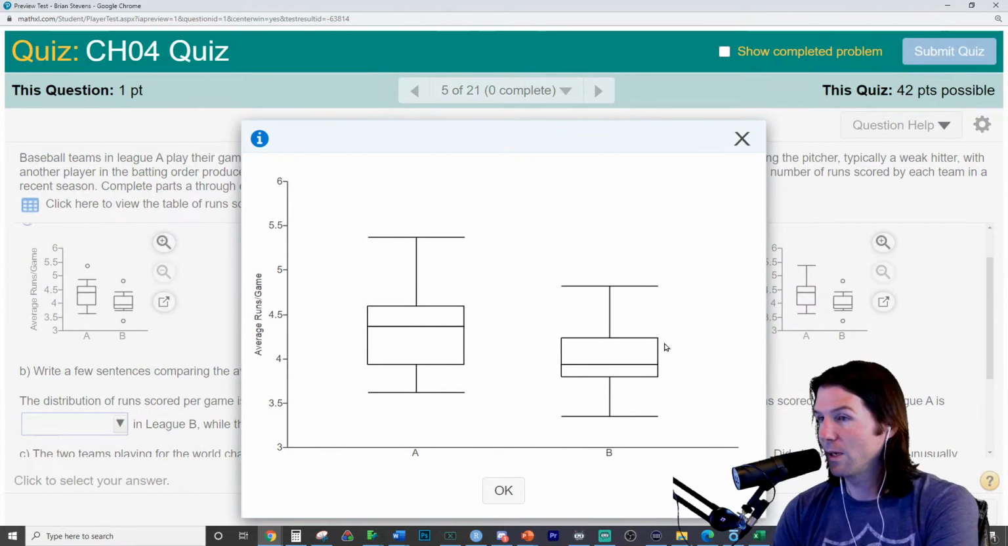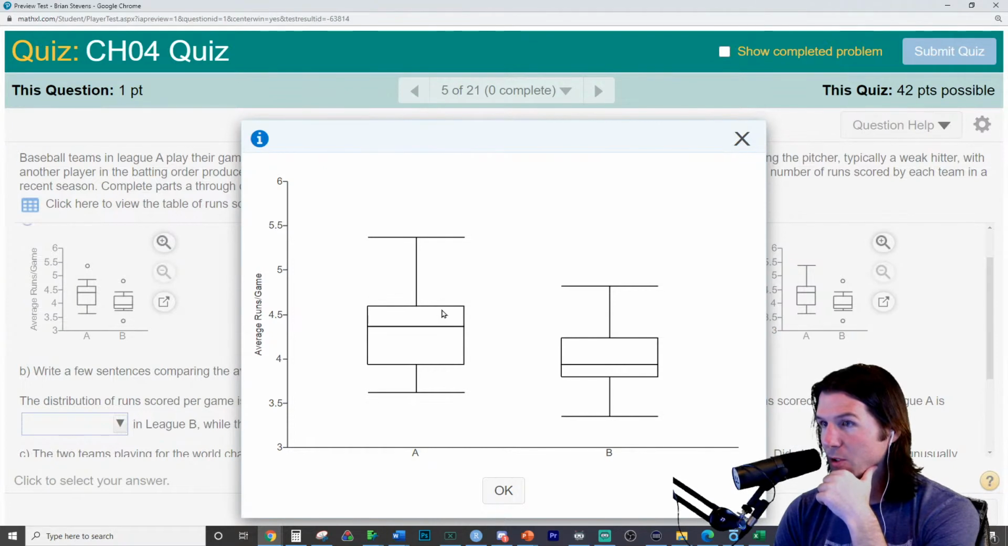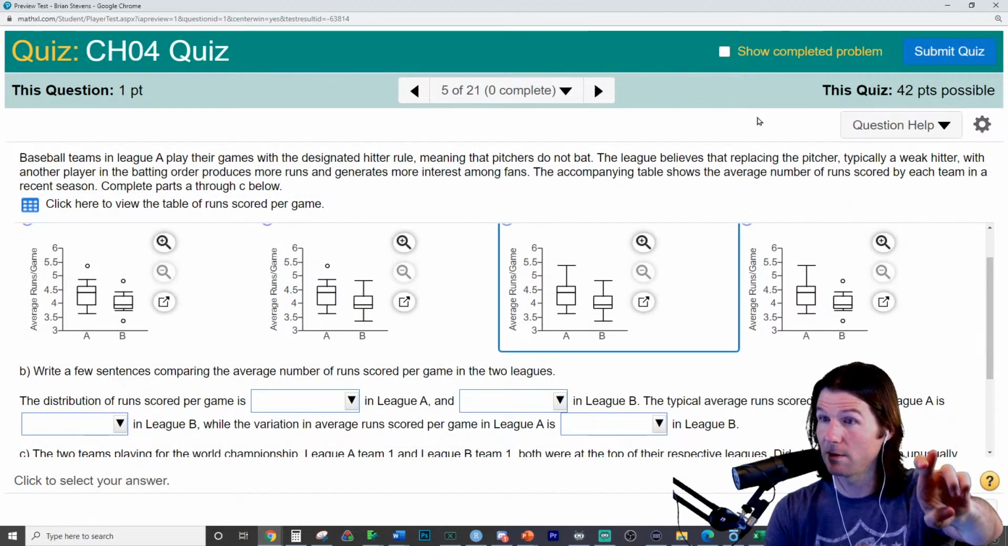We can now look at this graphic right here. Which way is the whisker pulled out on distribution A? Which whisker is pulled out a little bit more? The high side or the low side? The right side. So that's going to be a little bit right skewed. We're going to cross our fingers on this one.